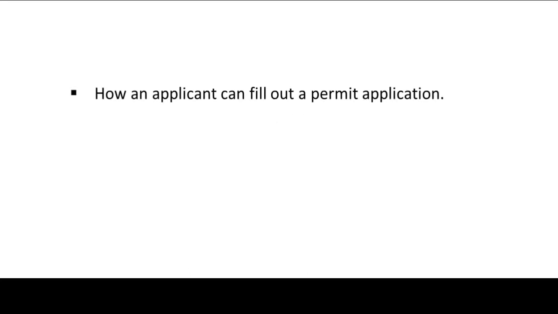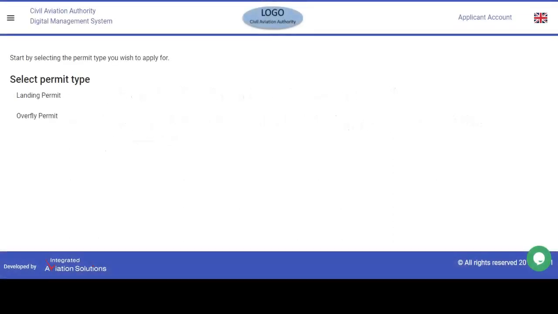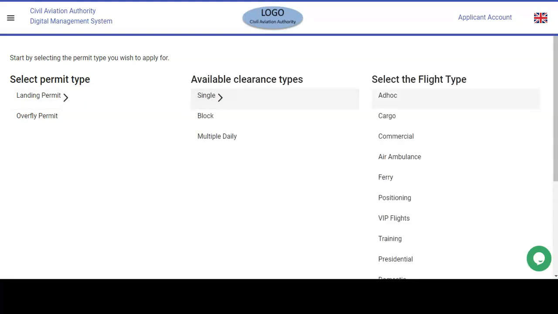Now, we will show you how an applicant can fill out a permit application, and how permit fees are collected during submission of the application. To fill out a permit application, the applicant must first select the permit type, for example landing, the clearance type, in this example we will select single, and the flight type, ad hoc.